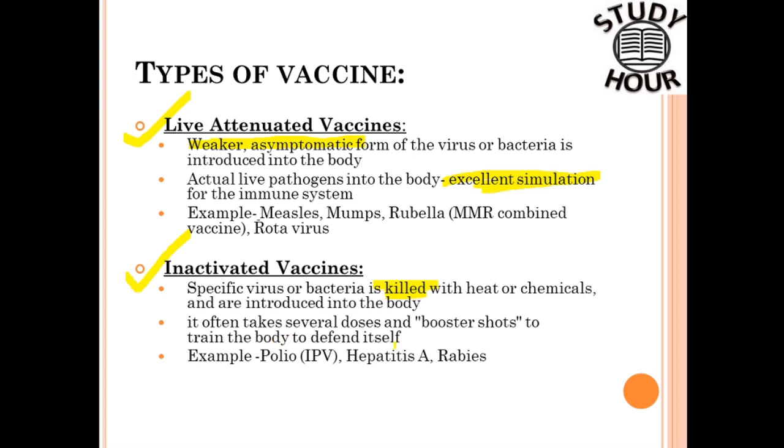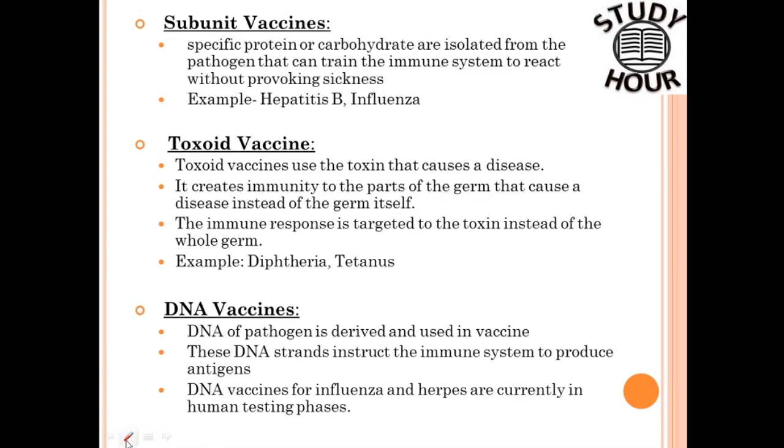Because they are killed, so a person needs to have more than one shot to train the body's immune system to defend itself. So booster shots are required. Okay, examples are polio, hepatitis A and rabies vaccine. Okay, so the third is subunit vaccine.